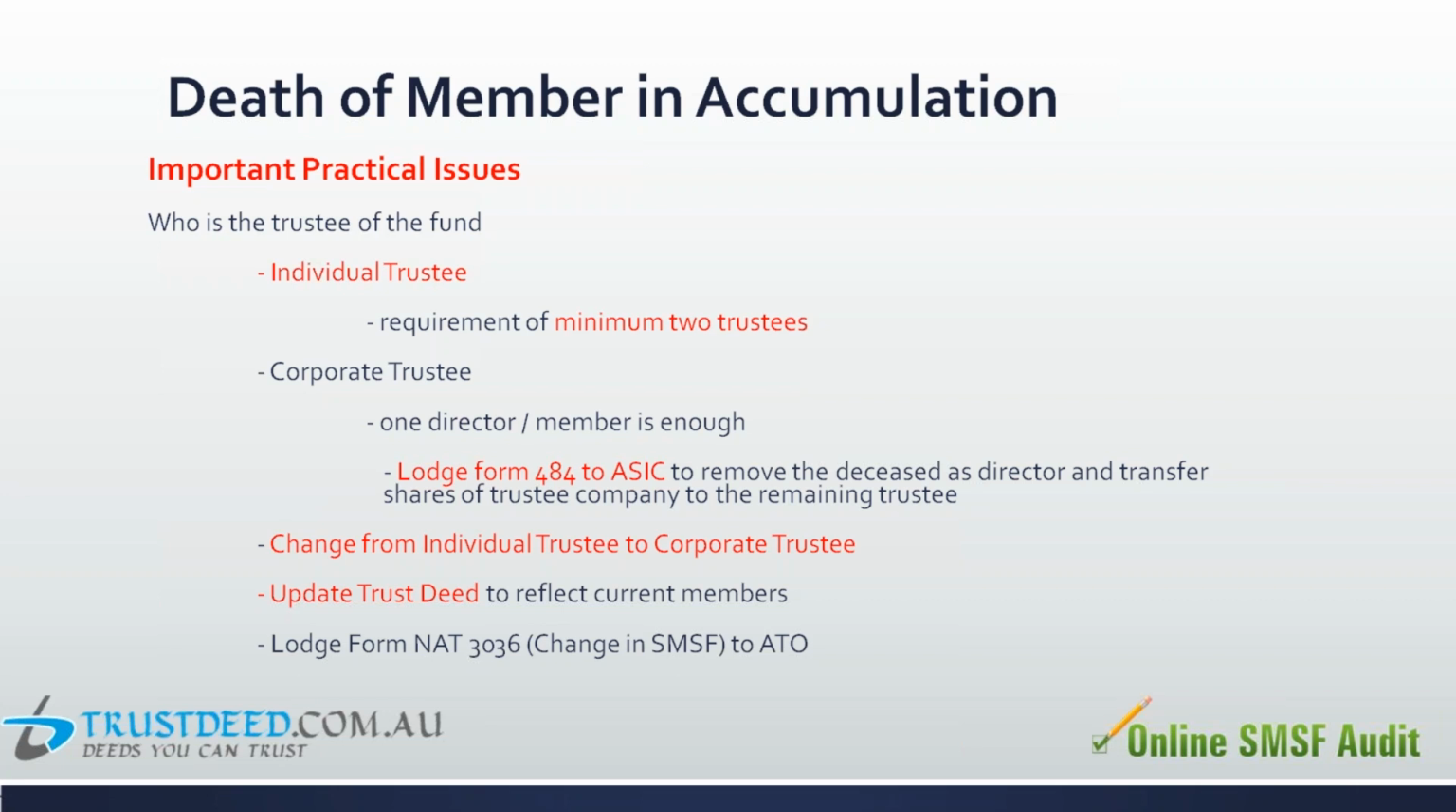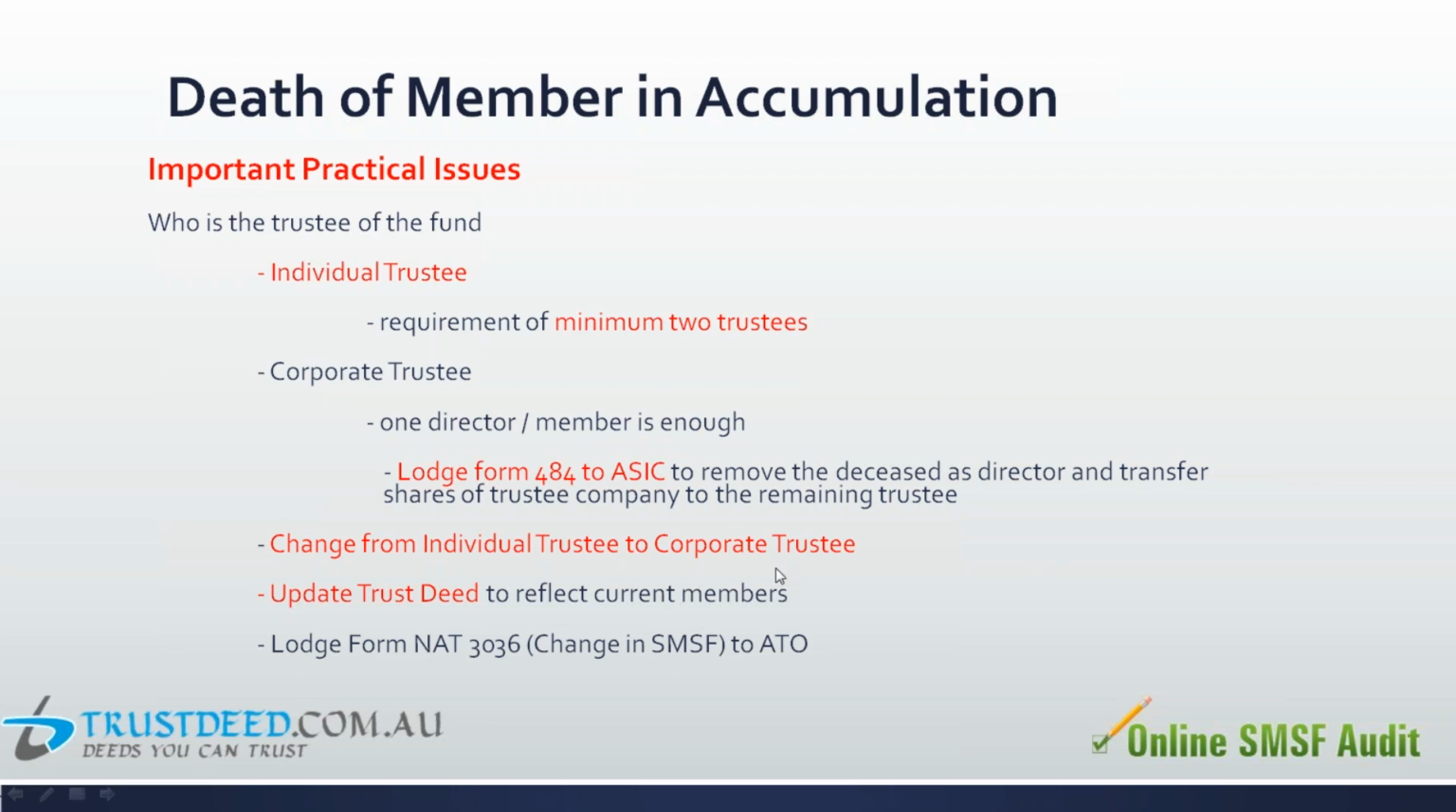Sometimes we forget to lodge the 484 form and inform ASIC that person is no longer a director. So that must be done ASAP. And there's, I think, some late penalties if you lodge Form 484 late. I think it's 28 days. So if the person dies, within 28 days you have to inform and say this person is deceased and is no longer a director. And sometimes I've noticed that the trustee companies have shares issued, and sometimes those shares have to be transferred to the surviving trustee.